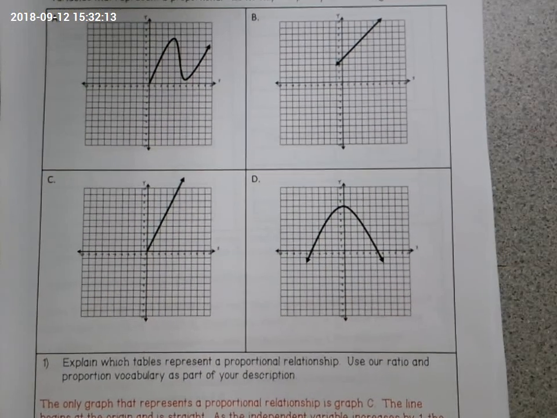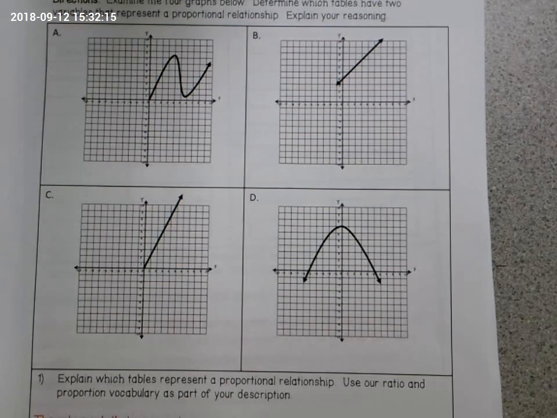Letter C. You can see it intersects that 0, 0, that point of origin right here. It is a straight line. So this one right here is proportional. All you have to do when you're looking at graphs is ask yourself, does it hit the 0, 0? And is it straight? Boom, it is. So this one's proportional. Letter D, you can see it doesn't meet either of the requirements.